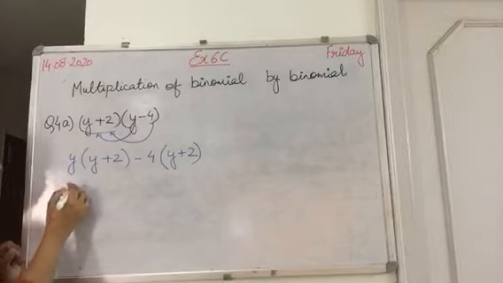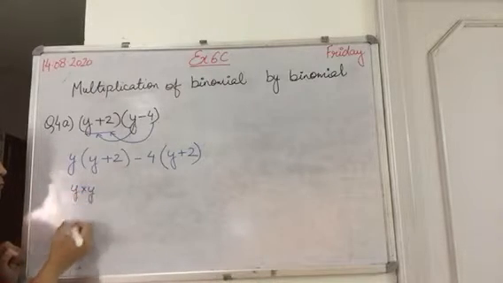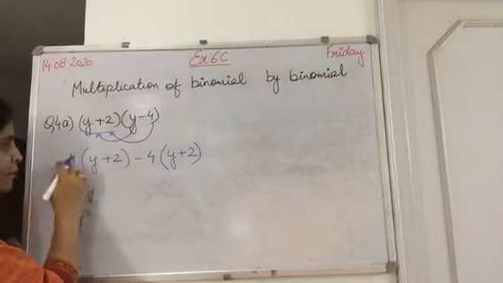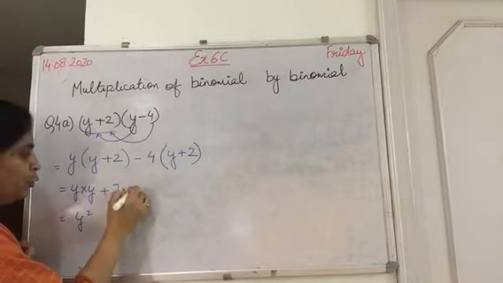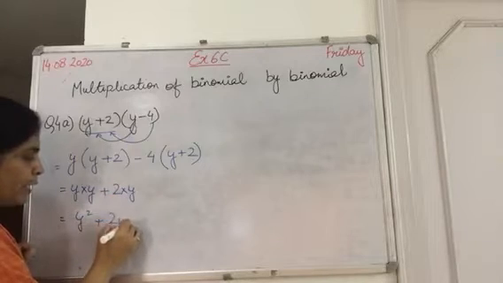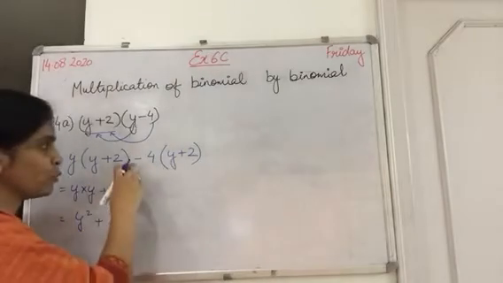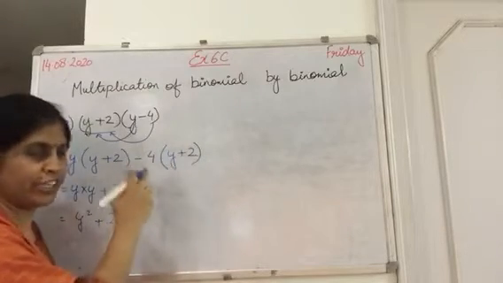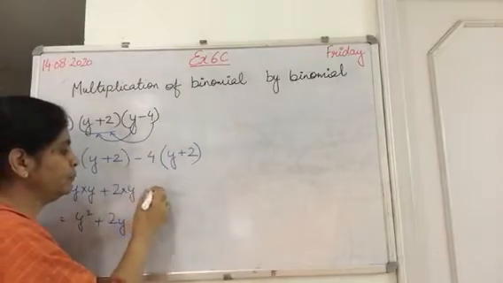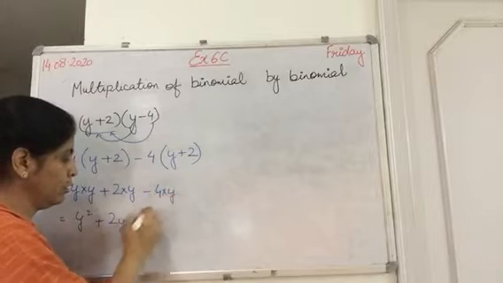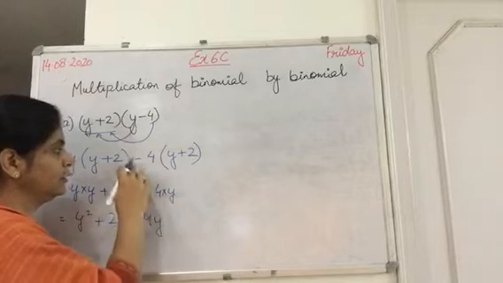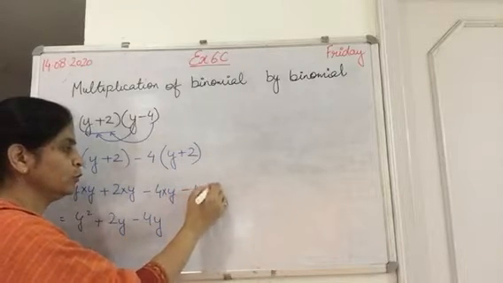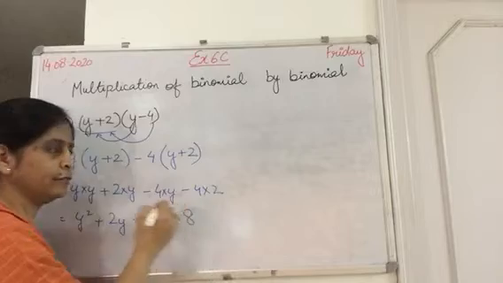So y into y becomes y square. Now in this case y plus 2, y into 2 becomes 2y. Now in this case students, there is a negative sign outside the bracket. So all the signs will be changed. So 4 into y becomes minus 4y, minus into minus 4 into 2, and it will become 8.